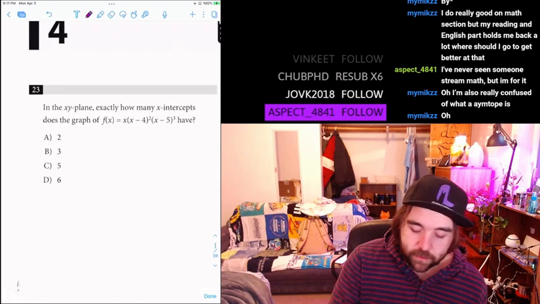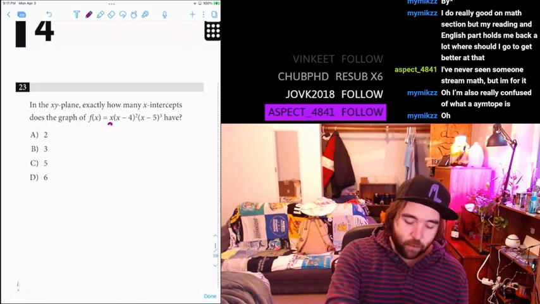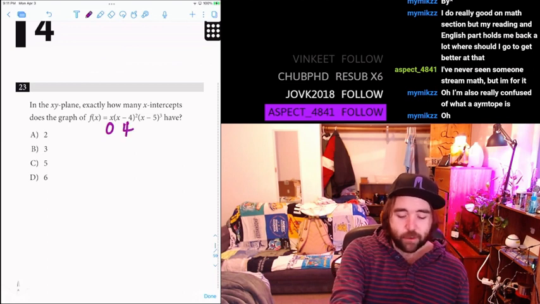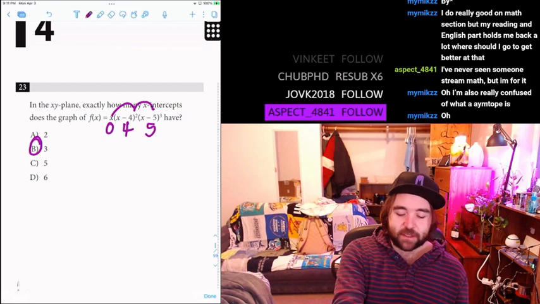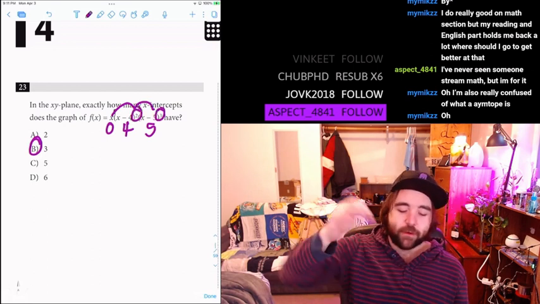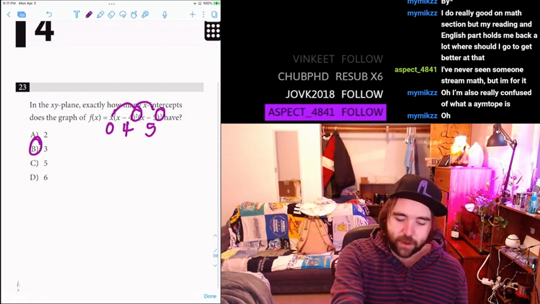All right. So in the xy plane, how many x-intercepts does that graph have? Well, so it's got one here at 0, it's got one here at 4, and it's got one here at 5. It's got 3 of them. So you might be tempted to say that it's got 6 because you add these exponents. But remember, double roots and triple roots, it's only one x-intercept. It's not multiple x-intercepts. So there's only 3 x-intercepts here.